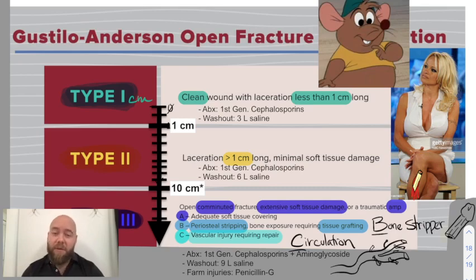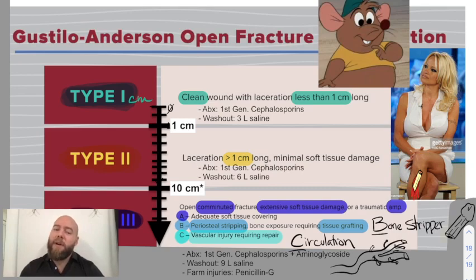Okay, so Gustilo-Anderson, it's a classification of open fractures, and it's based on the length measurement of the open part of the fracture, so the laceration length. Okay, so starting with 1, it's convenient because that's an open fracture less than 1 centimeter. If you can see there on the left, I have a measurement bar. Less than 1 centimeter is a type 1. Greater than 1 is a 2.